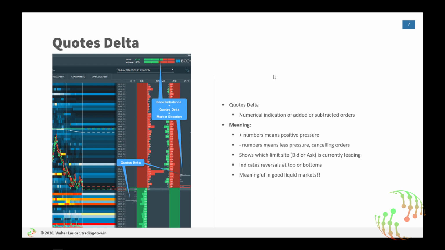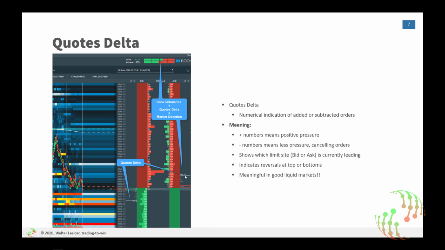For example, to read the order book in the right manner. That means you have not only the limit side, you have not only the aggressors here, the market volume, but you have additionally the so-called quotes delta. It is really helpful because it is a numerical indication of added or subtracted orders. That's not very complicated. It's not rocket science here. The information is there. If you have Bookmap, then I would suggest using it, because it's simply there together with a Bookmap imbalance indicator.